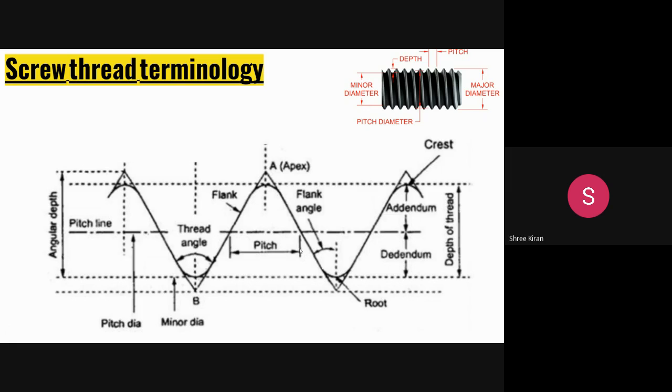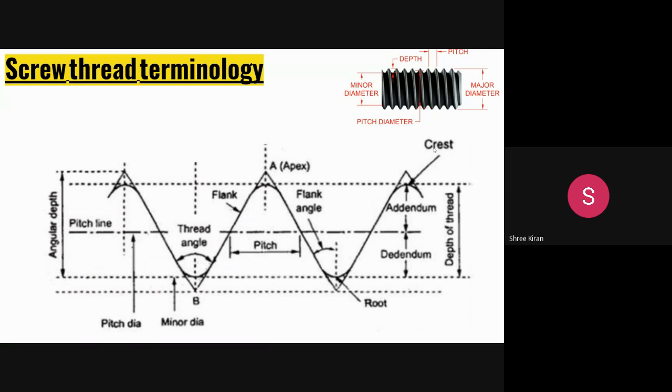Then comes the crest. See the figure, then you can see the crest. This is the crest. Crest means it is the top surface generated by the two adjacent flanks of the thread. So in the case of crest, it is merely the top surface generated by the two adjacent flanks of the thread.